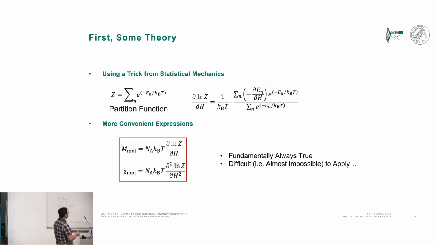Now, you can also see that second derivative relationship of the susceptibility with field here. Okay? Magnetization is a first derivative. These are unfortunately still a bit difficult. I would even argue almost impossible to apply unless we make some approximations. So these are fundamentally always true, but we need to play some mathematical tricks for the next few slides in order to have something that we can work with like pen and paper, right? Because we're experimentalists, and we want to be able to predict something in the lab.